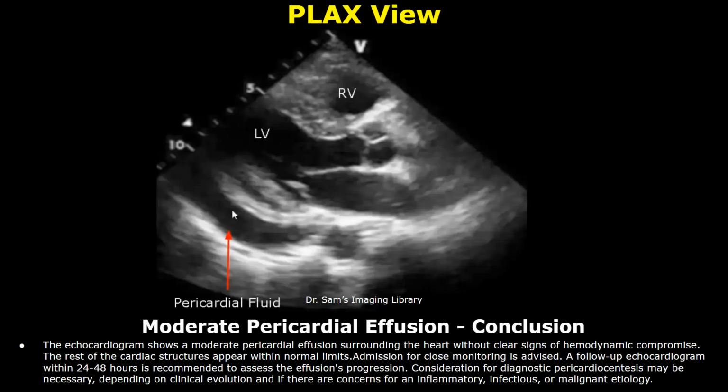Consideration for diagnostic pericardiocentesis may be necessary depending on clinical evolution and if there are concerns for an inflammatory, infectious, or malignant etiology.